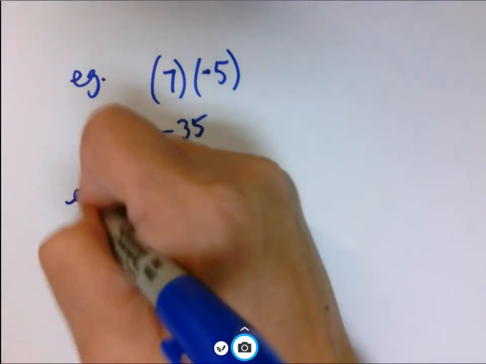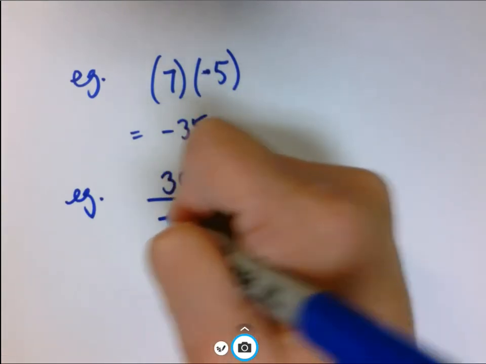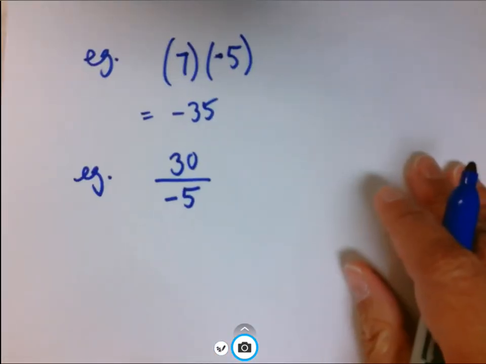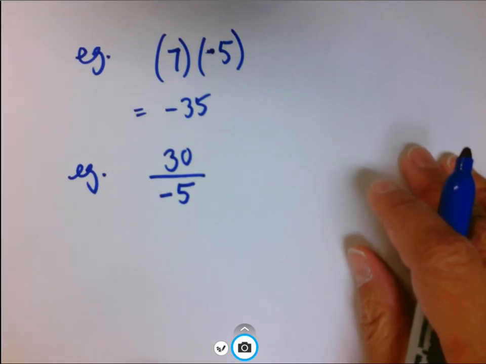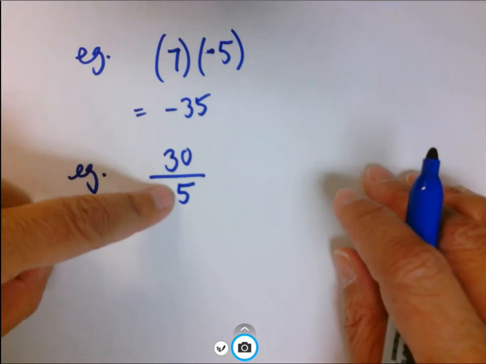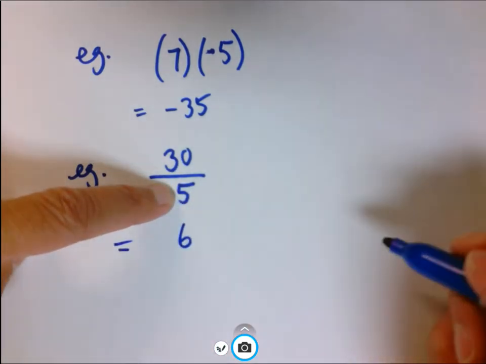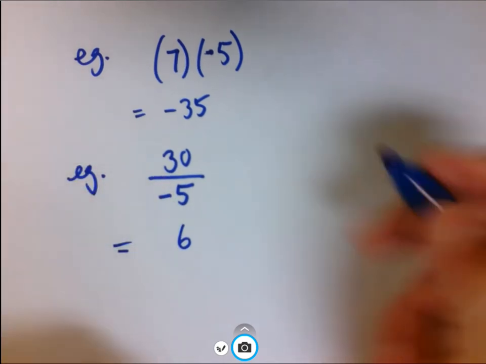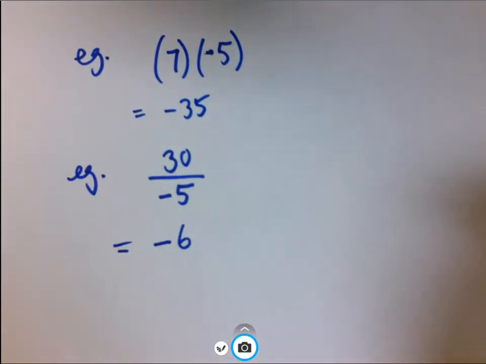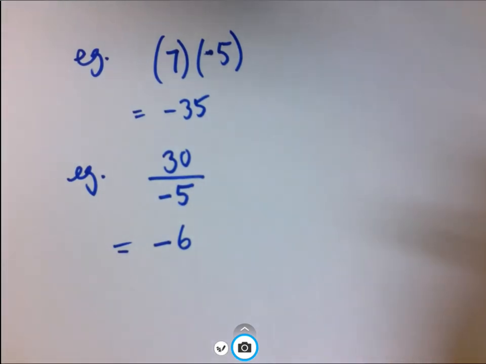And with division, it would be similar. I have 30 divided by -5. Okay, so how many groups of -5 would there be? So we can just look at how many groups of 5 there would be. So there's 6. Okay, but because I want -5, I'm going to have -6. So -5 times -6 is +30.